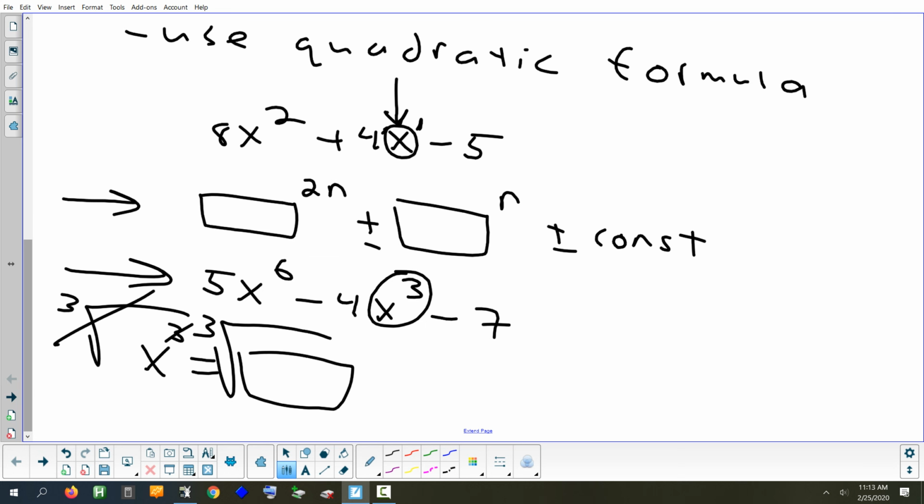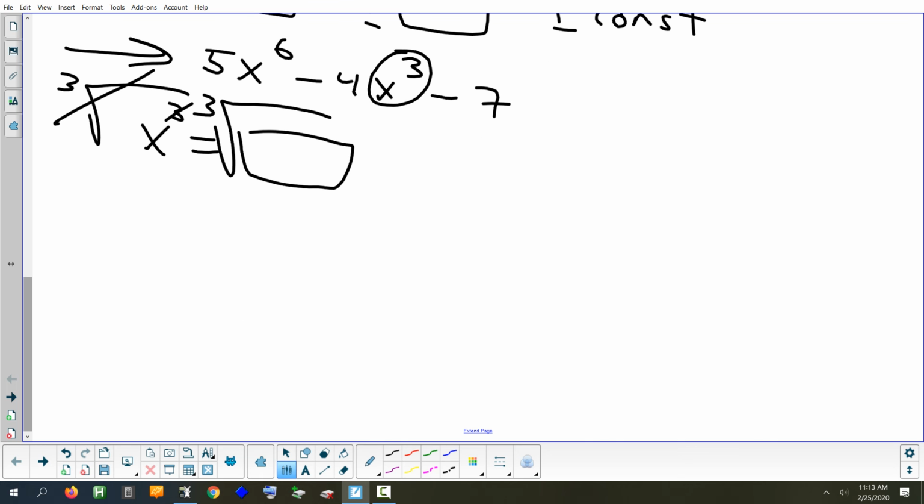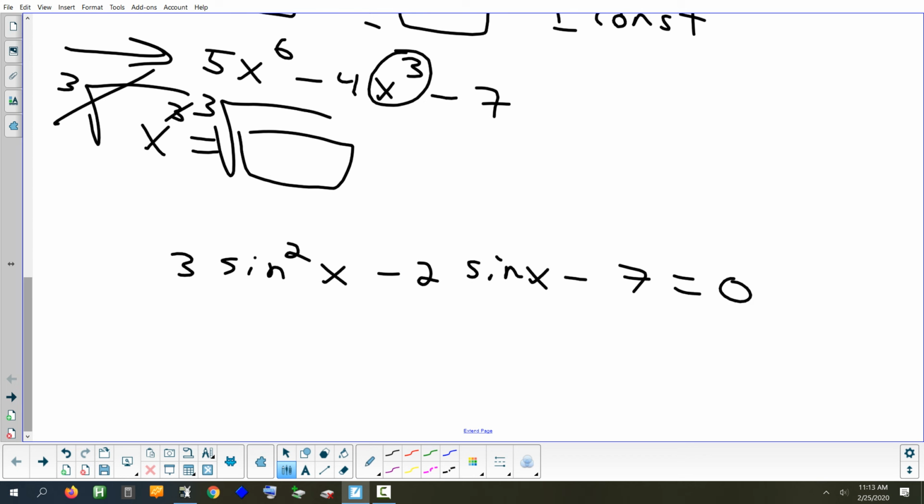And whatever you get after you do the cube root of your answer from the quadratic, that's the answer. So what we might see is a problem like this: 3 sine squared x minus 2 sine x minus 7 equals 0. That's a quadratic equation. It's got 3 terms in it: 1, 2, 3. The last term is a constant.